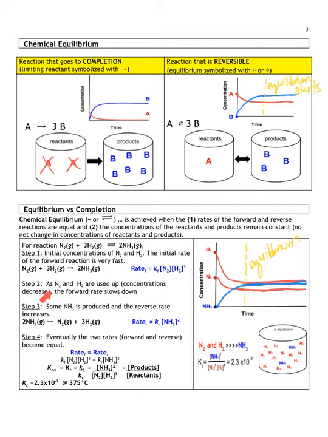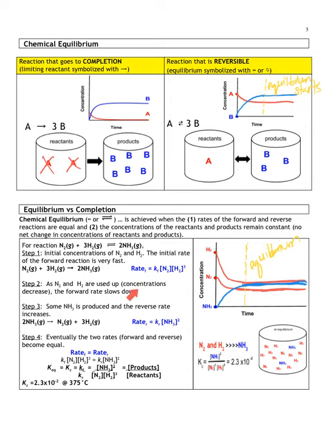Now the reverse rate. As N2 and H2 are used up, concentrations decrease. So the forward rate eventually slows down, and you can see the slowing down as you see this flat lining here. Some of the NH3 is produced, and then a reverse reaction starts to increase. That reverse reaction is ammonia decomposing into nitrogen and hydrogen. And of course, the rate of that reaction is going to be dependent on the concentration of the reactant, which is ammonia, to the 2nd power.